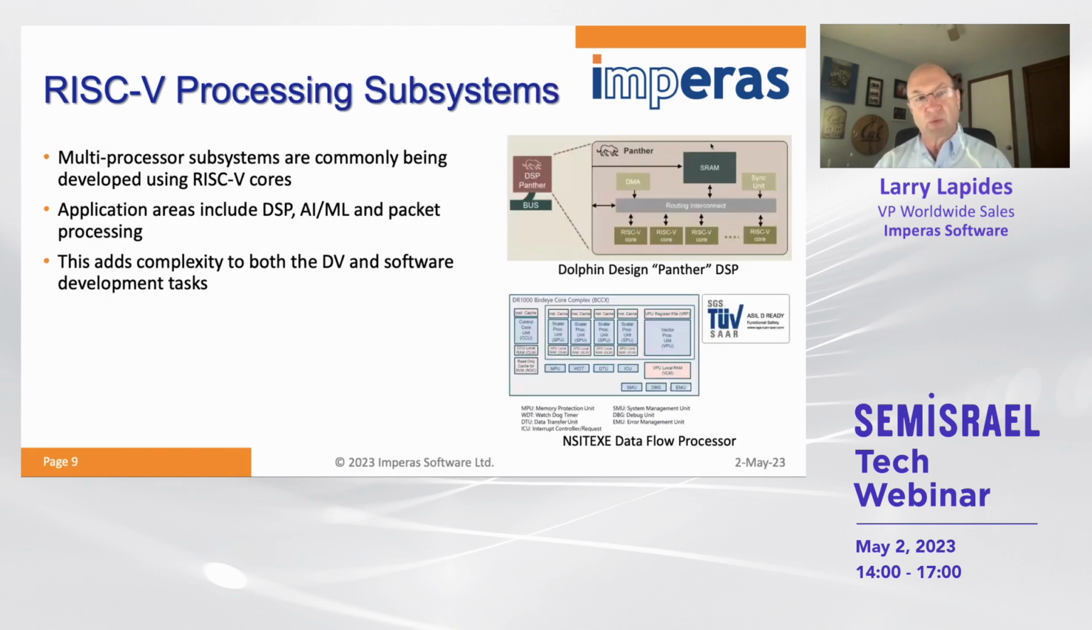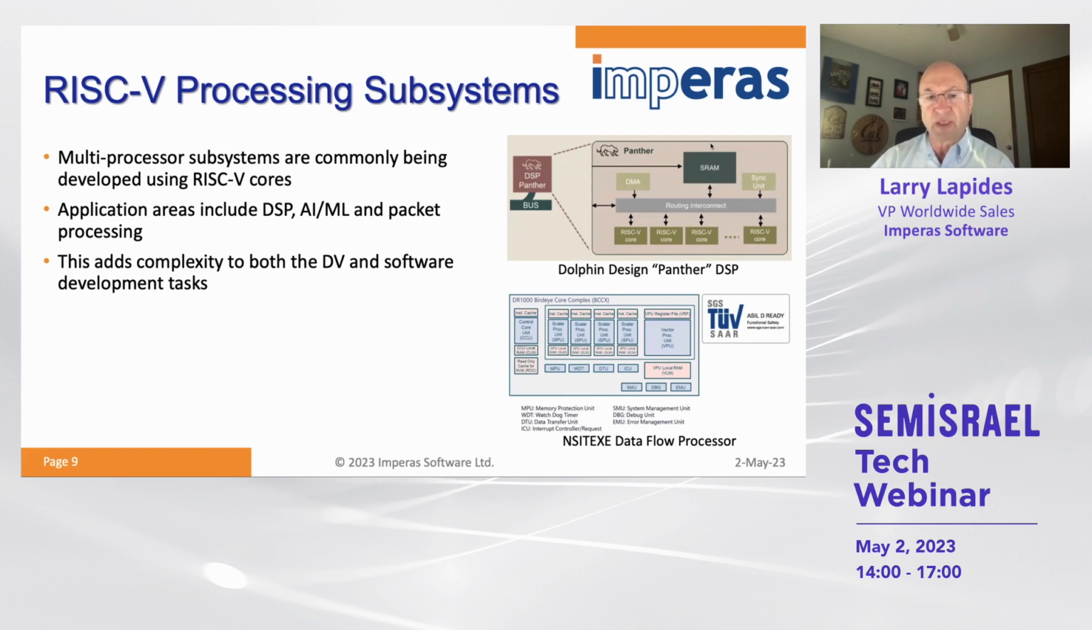But then what happens with RISC-V is that a number of users are developing RISC-V based processing subsystems. So these are multi-processor subsystems for DSP, for AI, machine learning, for packet processing. And again, this adds even more complexity. So what I'm showing here is the Dolphin design, Panther DSP. This can be configured, I believe, from 2 to 16 RISC-V cores, depending upon the DSP processing power that is needed there.